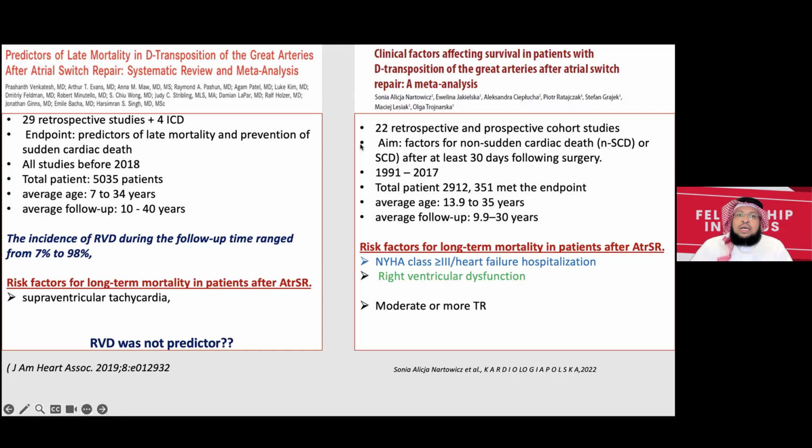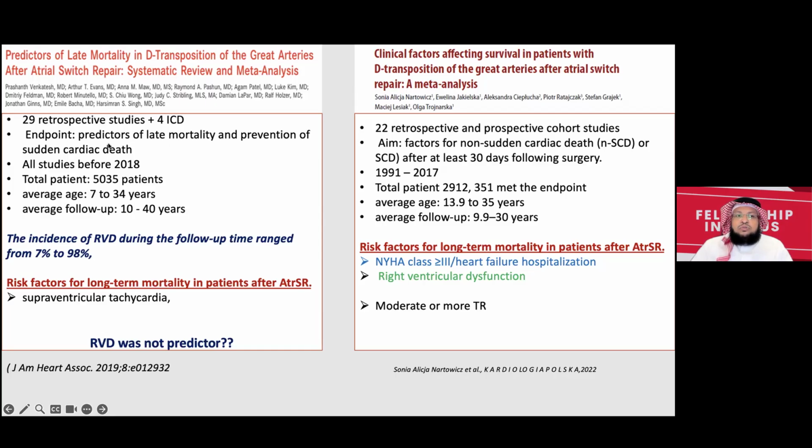These are two meta-analyses about those patients post atrial switch operation. This one was published in 2019. The other one was published in 2022. The first one included more than 29 retrospective studies plus 4 studies for ICD.